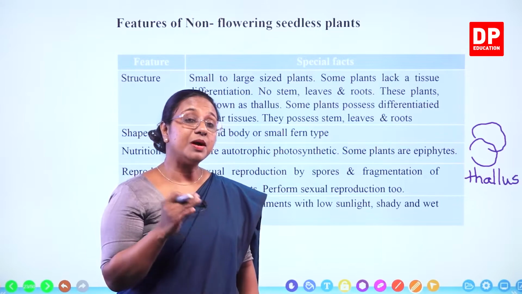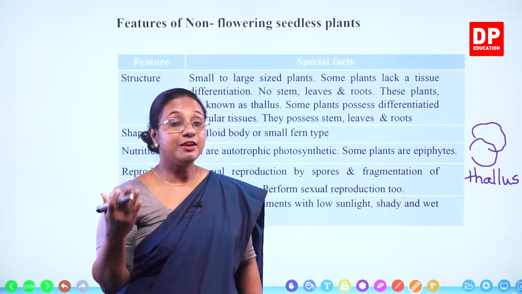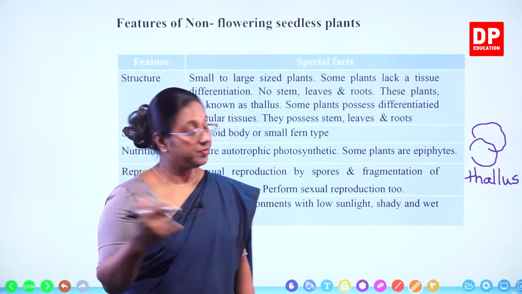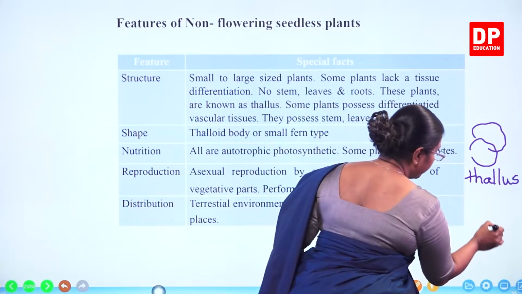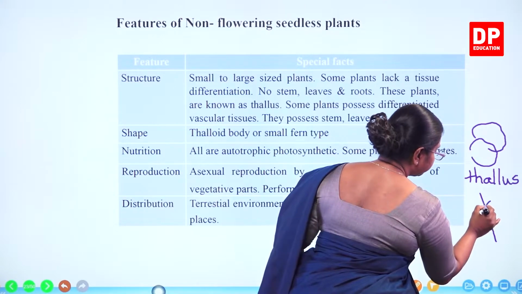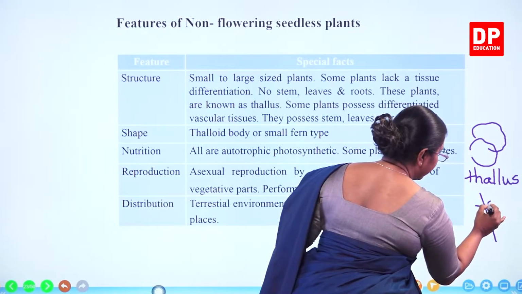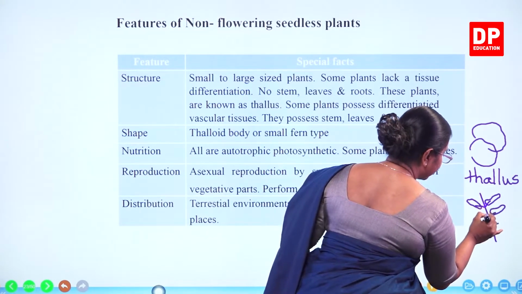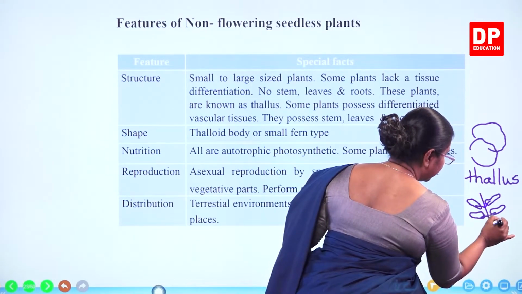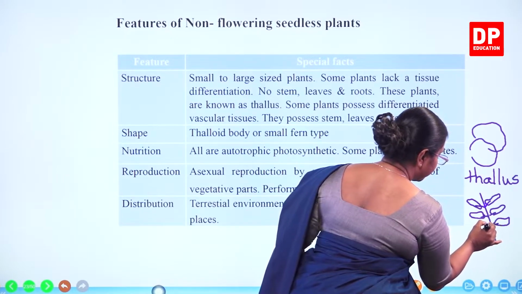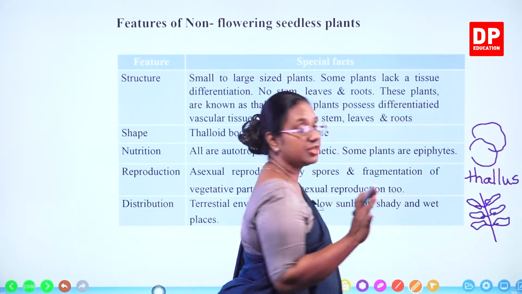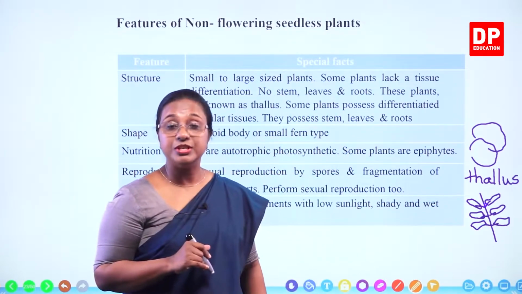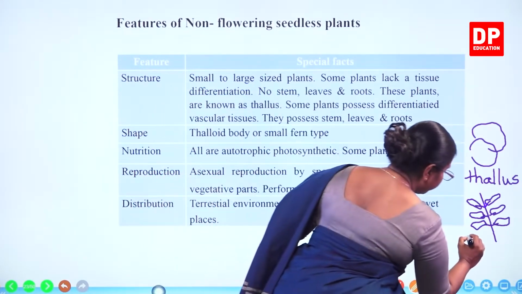Then you can remember I told you all, Drynaria and Nephrolepis, they have a fern type body. When we say fern type body, this is the plant and here you will see these long leaf-like structures. Like this you can see the leaves. So that gives rise to the fern type structure. Here of course there is tissue differentiation. So this is a fern type.